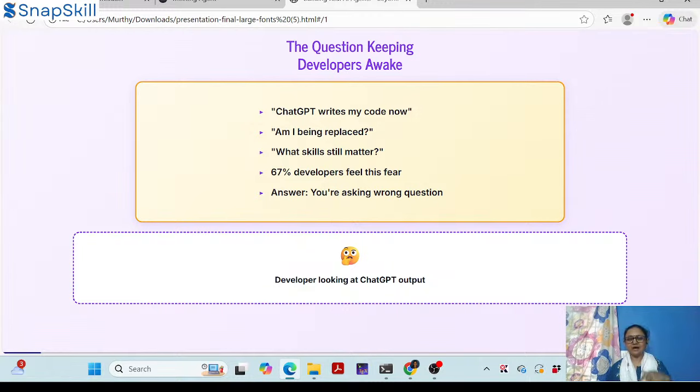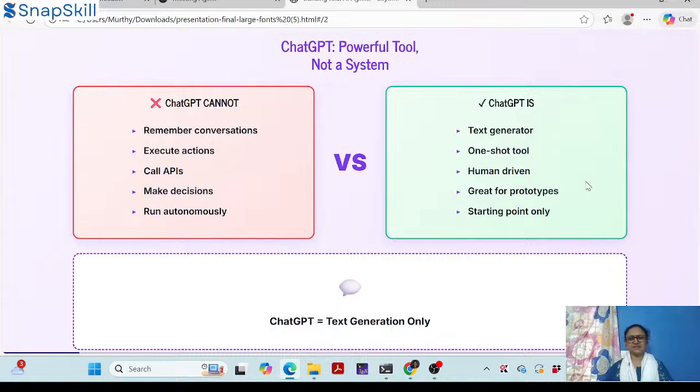Okay. So before understanding what an AI agent is, first we have to get clarity on ChatGPT. So what is this ChatGPT? We know that ChatGPT is only a text generator. That's it. Okay. And it is a one-shot tool, and also it is driven by the human, and it is giving a prototype only. It is a starting point for us. Okay, if you want to build an AI agent, what I told you, it requires three things: plan, action, learning. Okay, for planning, action, learning, we require some properties. Why? If you want to build the system, some steps or some properties are required. These properties are not there for ChatGPT.